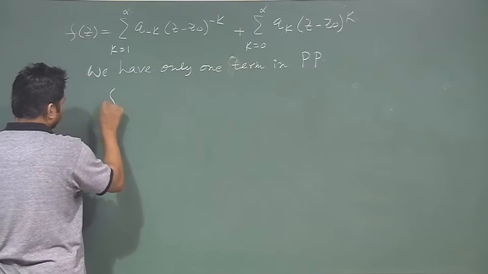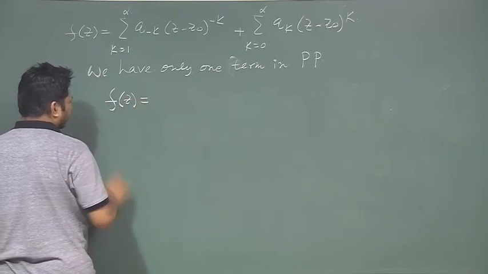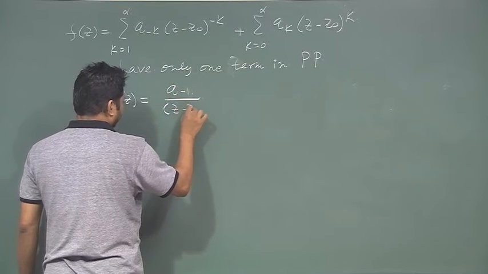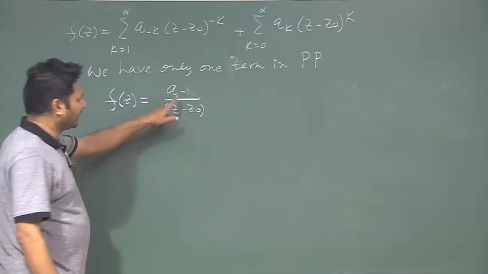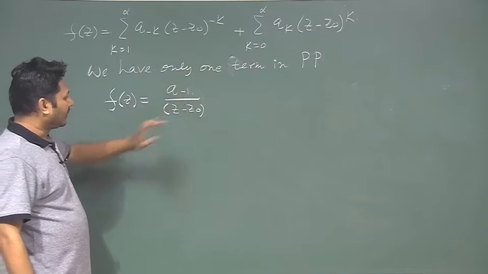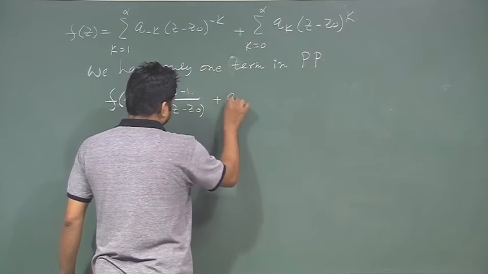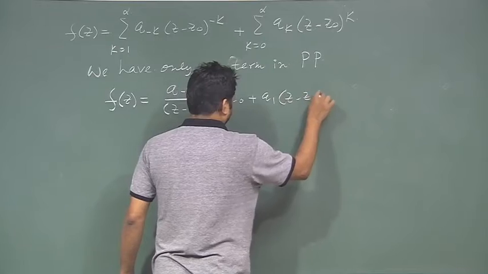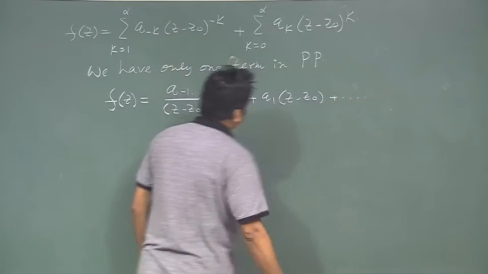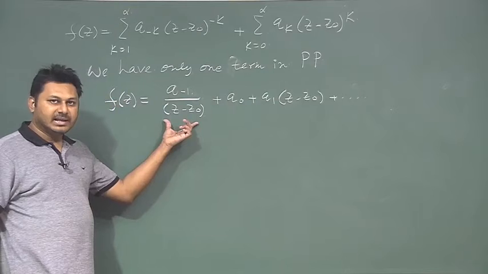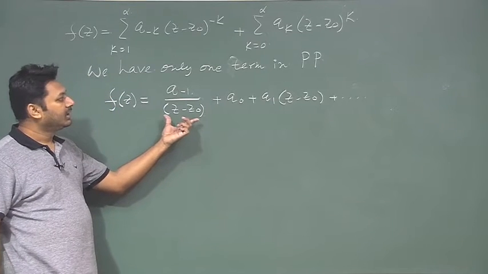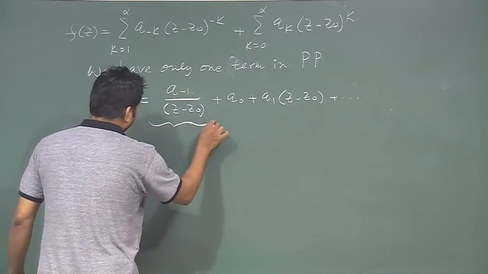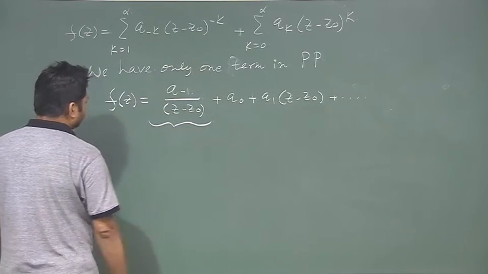So, then the function f(z) will look like a_{-1} divided by (z minus z_0), because the value of k is only 1 here. So I will have only this term plus a_0 plus a_1 (z minus z_0) and so on. I have only a single term in the principal part. So, in this case we can say this is a singularity, a singularity with a simple pole.